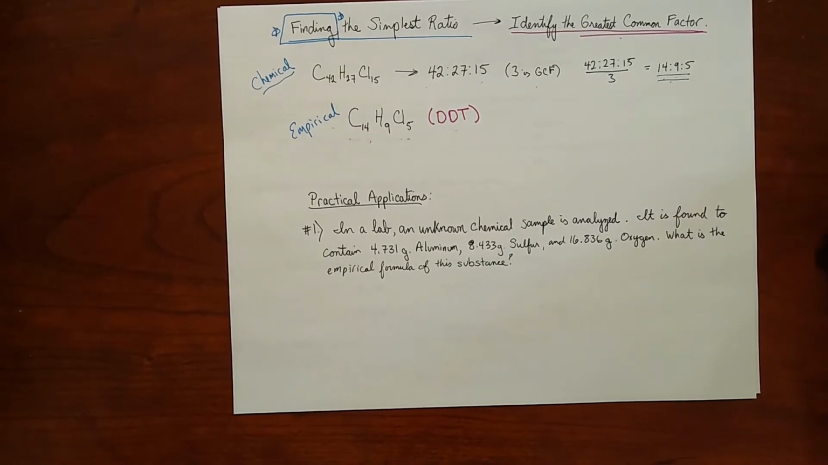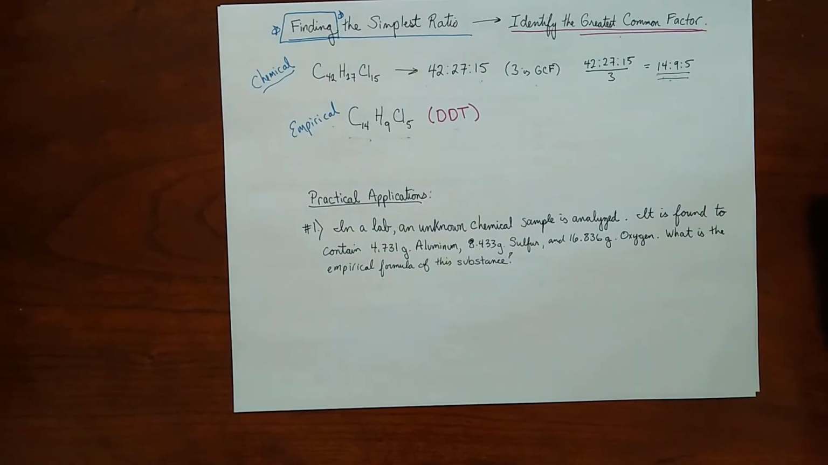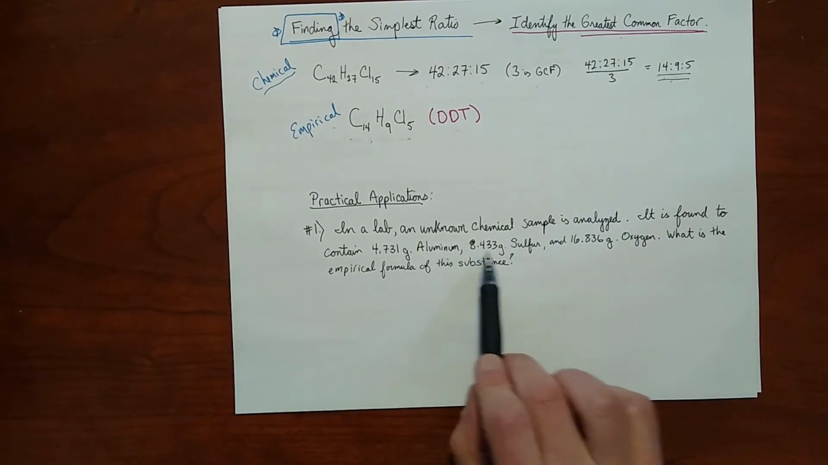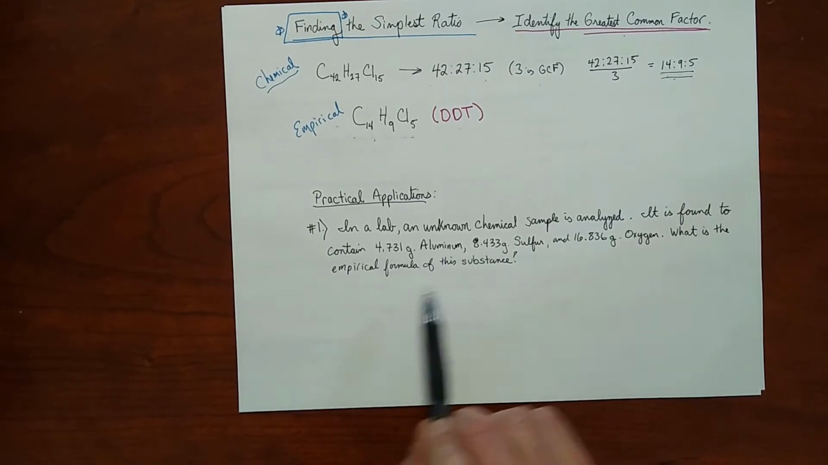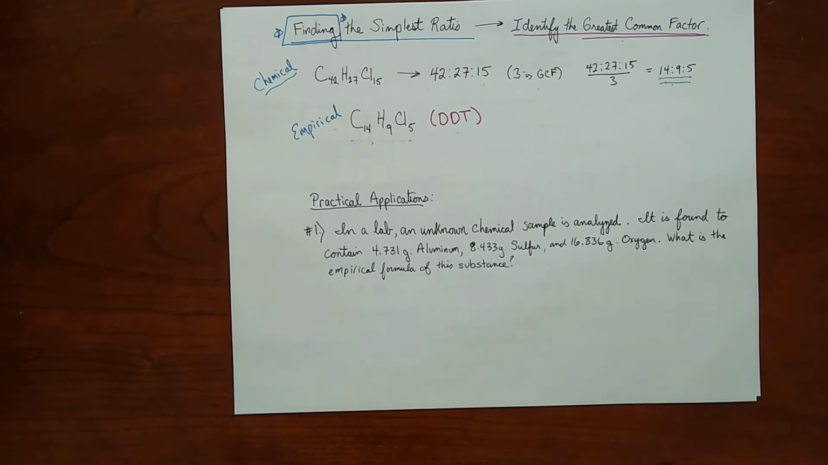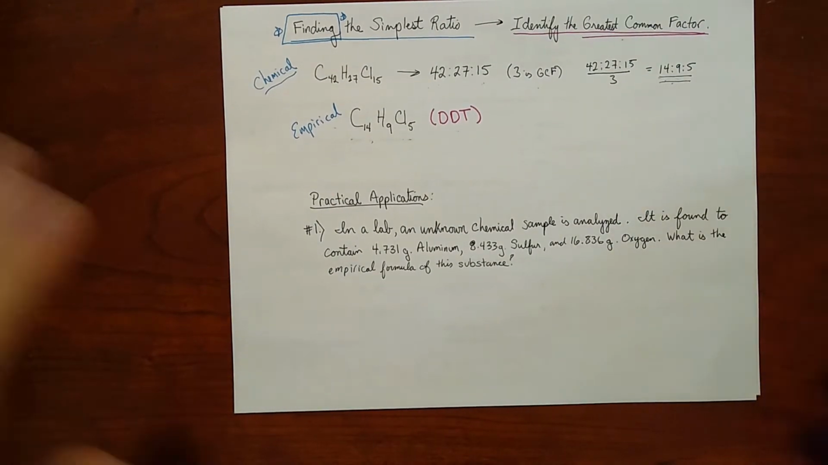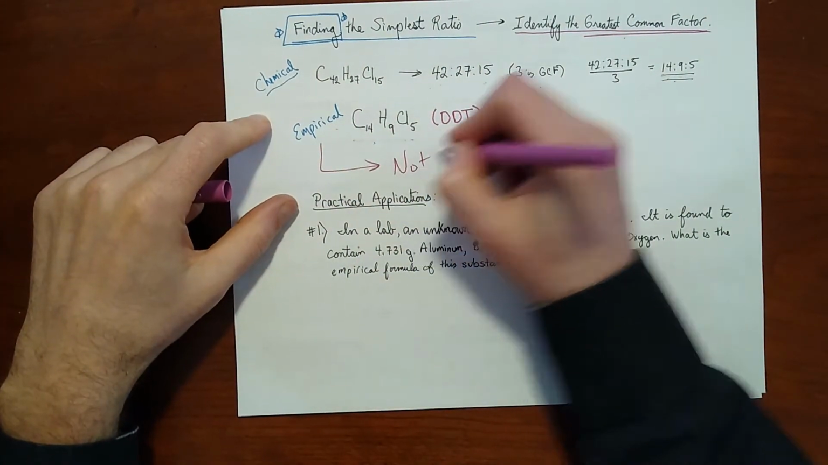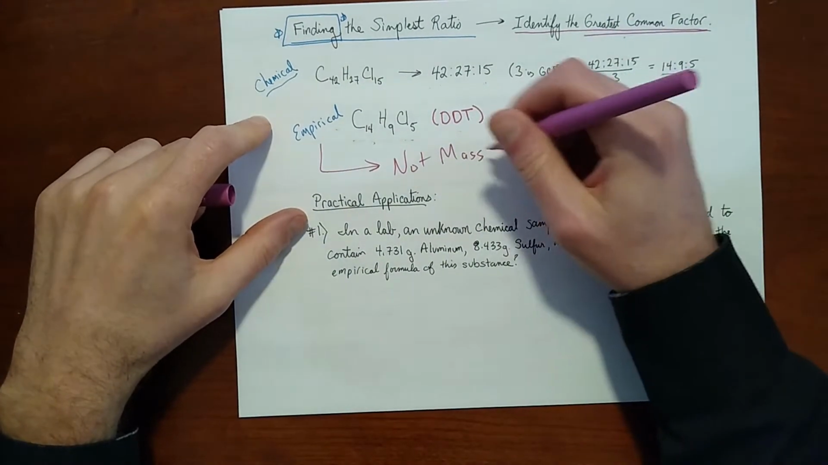So you break it down, you weigh the different components that it separates into, and you find those masses. Now, we already have here a ratio between these masses. We have 4.731 grams of aluminum to this many grams of sulfur to this many grams of oxygen. We could express that as a ratio. We could compare those. But the empirical formula does not rely on mass ratios. So we can't just put these numbers together and come up with the empirical formula.